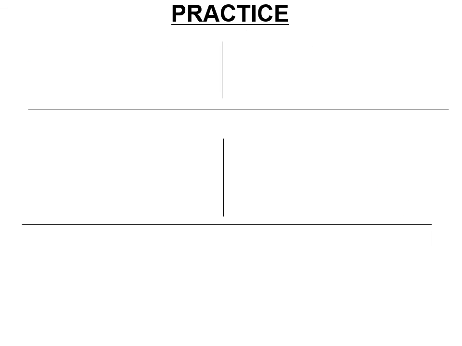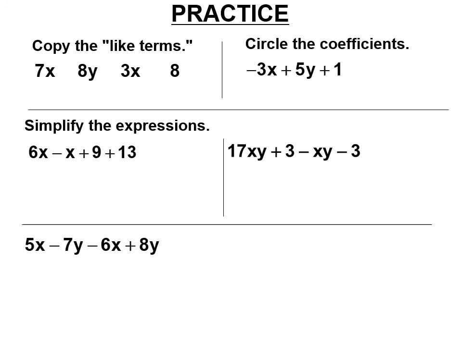All right, so let's practice all this. All right, the like terms are 7x and 3x. We could add those together, right? 8y and 8 are not like terms. You can only add or subtract terms with the exact same letters.